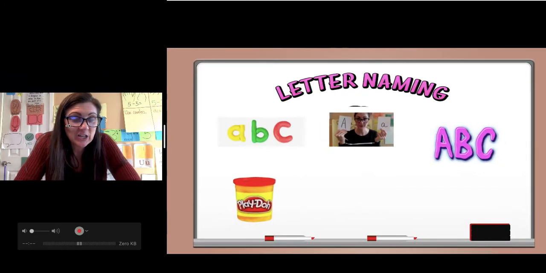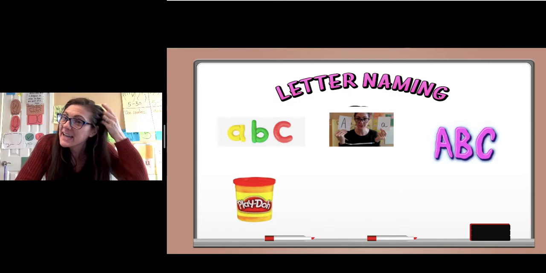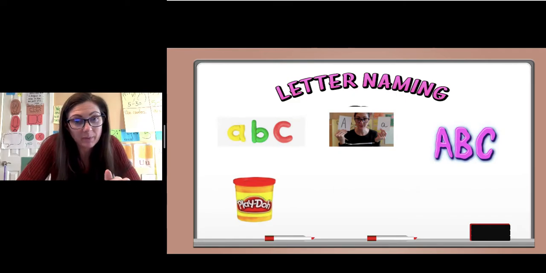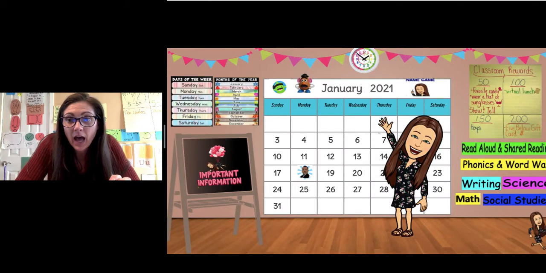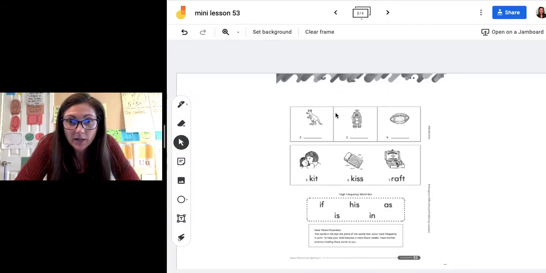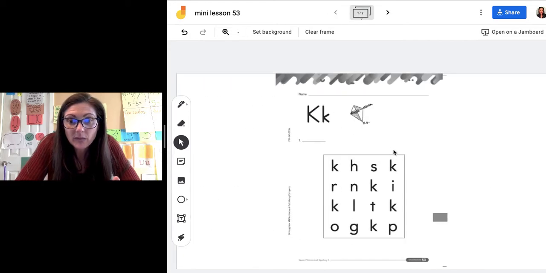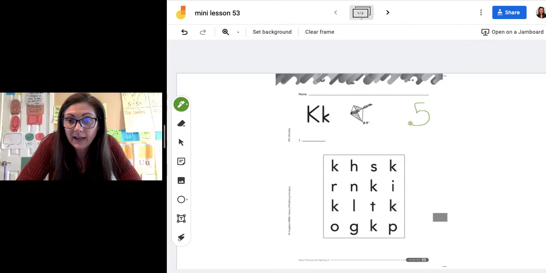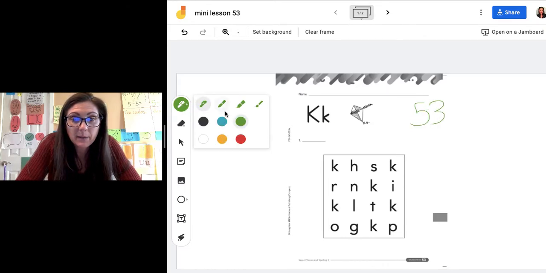All right, so let's look at your Saxon activity sheet today. I will come back to the Bitmoji room when we finish the front to go over another thing that we did in class today. So here is our lesson today. It was lesson 53, and we are starting on the letter K. Please make sure that you write your name at the top of the paper.